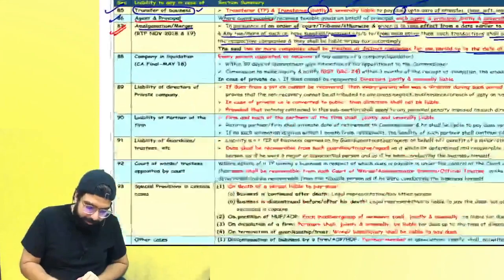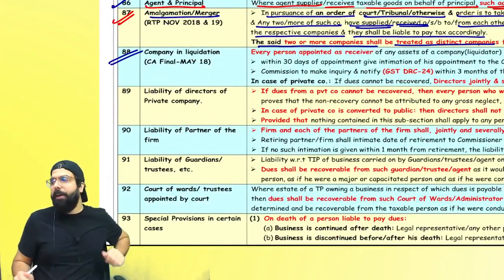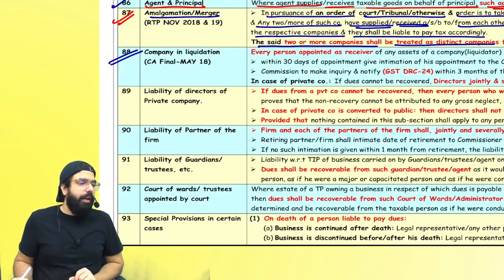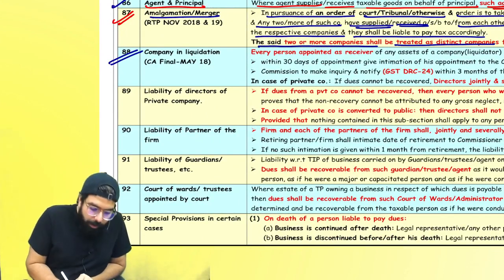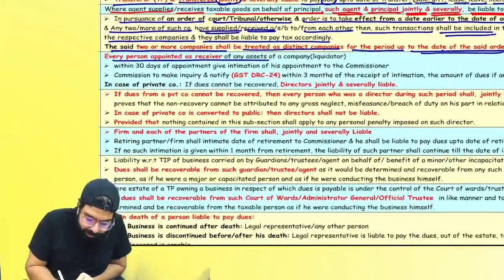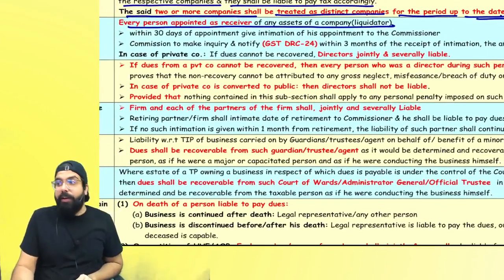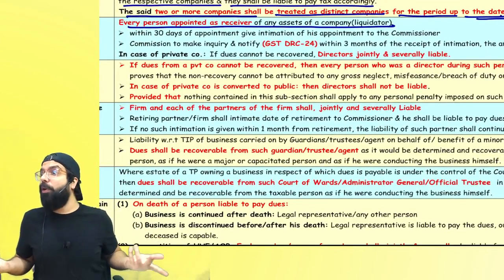Let's go ahead. Next. Company went into liquidation. Everyone tell me one thing. Once a company goes into liquidation, the company is in liquidation. Now what will happen? A liquidator will be appointed. Yes, everyone? Now, who will be liable to pay the dues of the company? Company went into liquidation. Who will pay the dues?